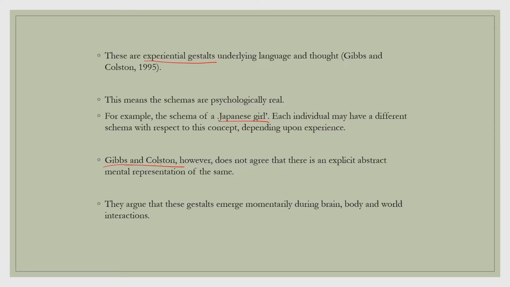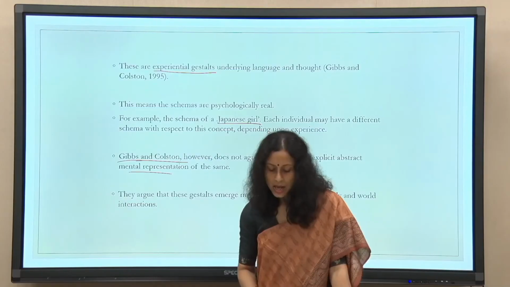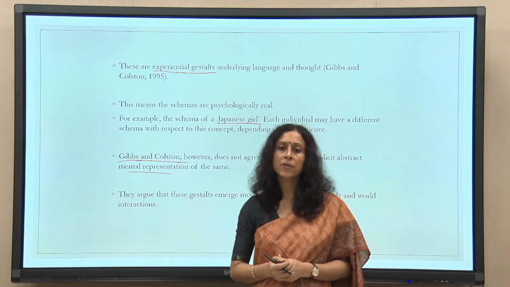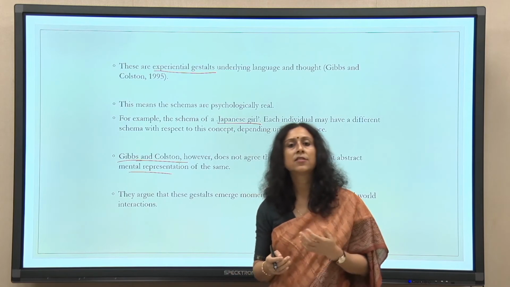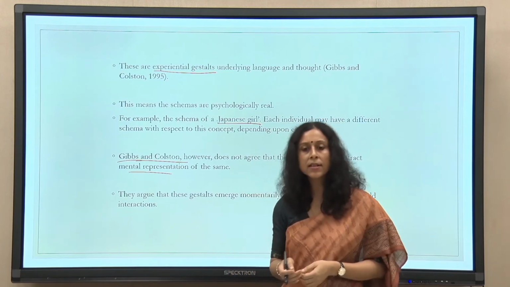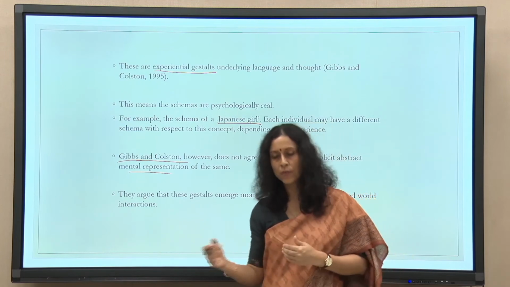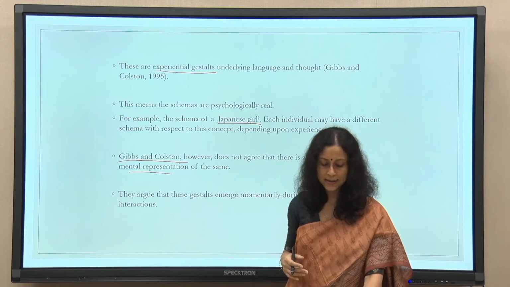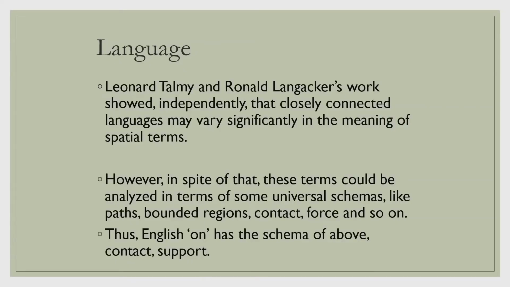So, for example, Gibbs and Colston do not really agree that there is an explicit abstract representation of the same. In many of their papers they have highlighted this, that of course there is a schema, but probably it is not a good idea to look for a permanent explicit mental representation of it. Their argument is that these gestalts, these schemas, arise momentarily during the interaction, when brain, body and the world interact, that is when the schema arises. So, there are all these finer nuances which, of course, we cannot get into for the brevity of time.